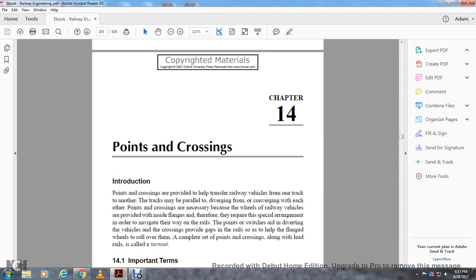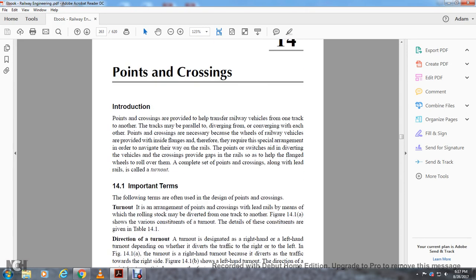Where tracks run parallel, diverging, or converging, points and crossings are necessary because of the wheels of the vehicle. Railway vehicles require a special arrangement in order to navigate from one track to another. The points or switches divert the vehicles, and the crossing is provided with gaps in the rails that help the flanged wheels roll over them. The complete set of points and crossings along with the lead rails is called the turnout.